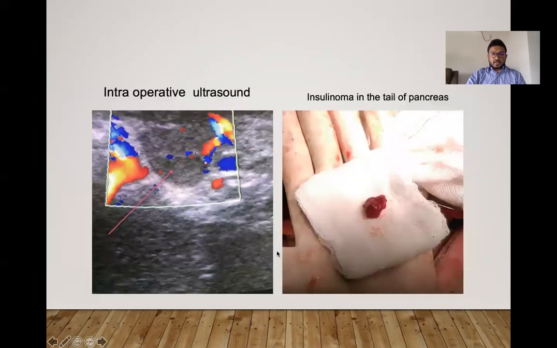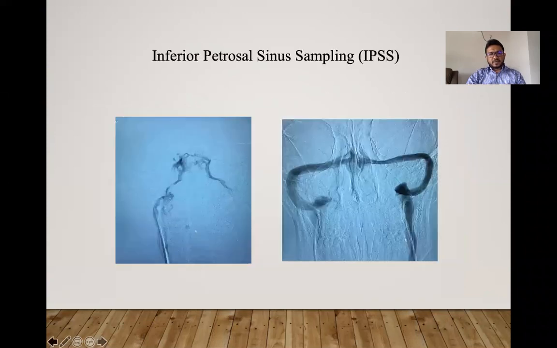And they went in and we did an ultrasound, and easily could see the hypervascular lesion which was in the tail of the pancreas. It was removed and the patient recovered completely.